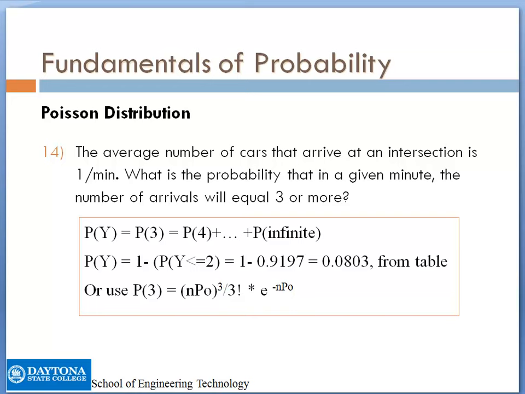So for this one you can use the tables. If you want to find the probability of that being equal to 2 or less, you can read it directly from the table, and that is equal to 0.9197. This is table C in your appendix. So subtract that from 1, and that will be equal to 0.0803. Now, you can also calculate it using the formula: (np)^3 divided by 3 factorial times e to the power of minus np. And you should get the same result.